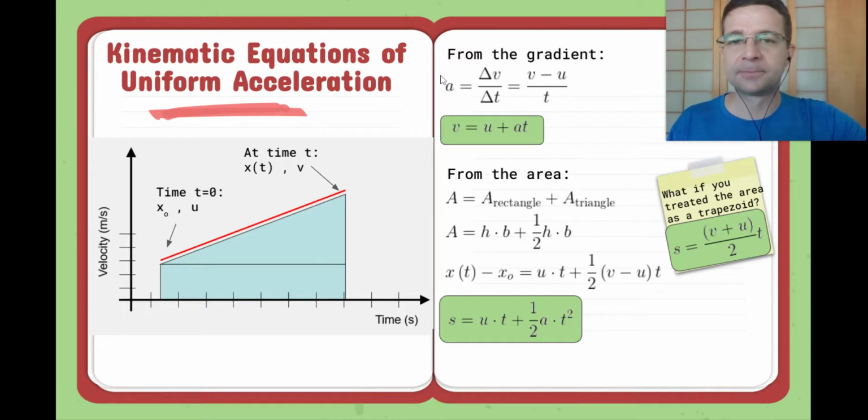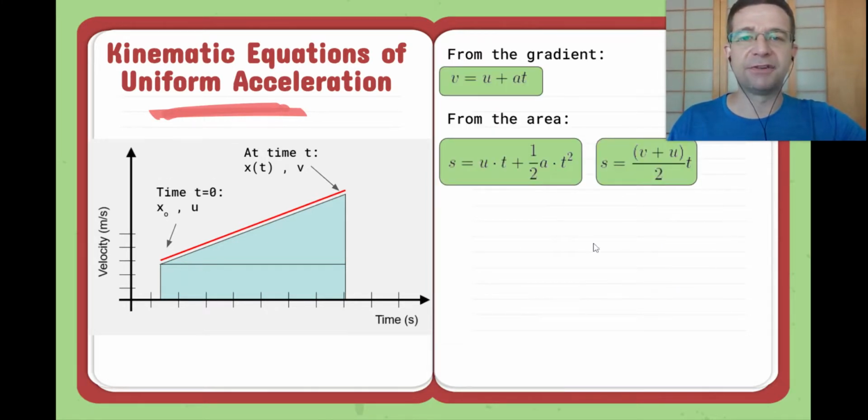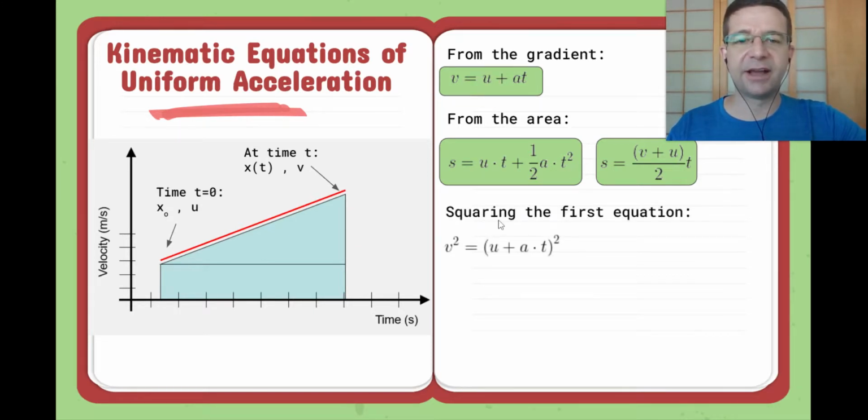So that's great. Now, there's one more equation of motion. So I'm going to give myself a little bit more space. We know that we got this from the gradient. We got these from the area. And now what I'm going to do is work on putting these two together. So v is equal to u plus at, the expression we got from the gradient. We're going to take that and we're going to square it. So we'll square the left-hand side and we get v squared. And squaring the right-hand side, u plus at squared.